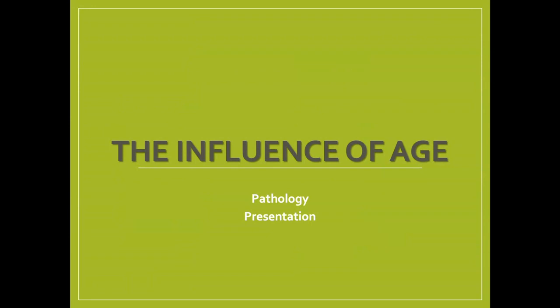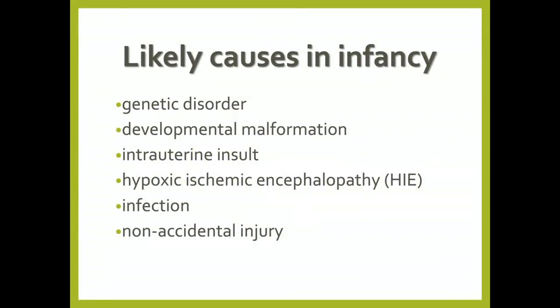The influence of age, depending on the age of presentation, you may think of other particular pathologies. So if you have a child presenting with weakness in early infancy, you're likely to consider a prenatal insult, such as a genetic disorder, a developmental malformation, intrauterine insult, but also it may be due to some perinatal insults, such as hypoxic ischemic encephalopathy, infection, meningitis, encephalitis, and we should always remember inflicted trauma, so non-accidental injury.